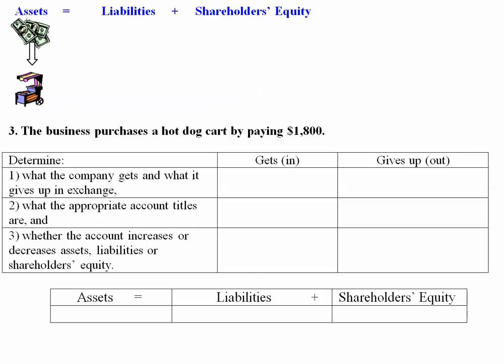So let's go through the steps. What did the company get? Well, it's getting a hot dog cart. An appropriate account title to use is called equipment, and the equipment is an asset. It's going to increase our assets by $1,800.